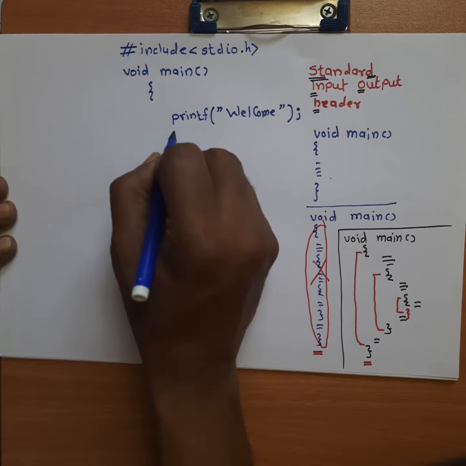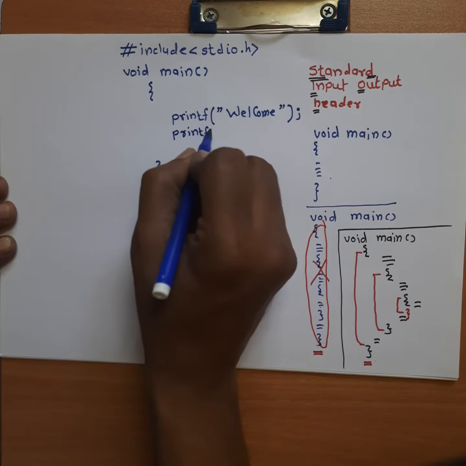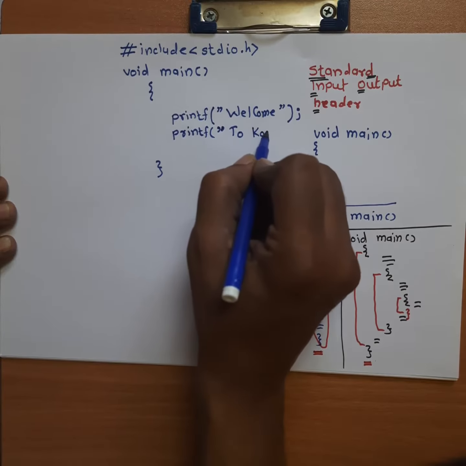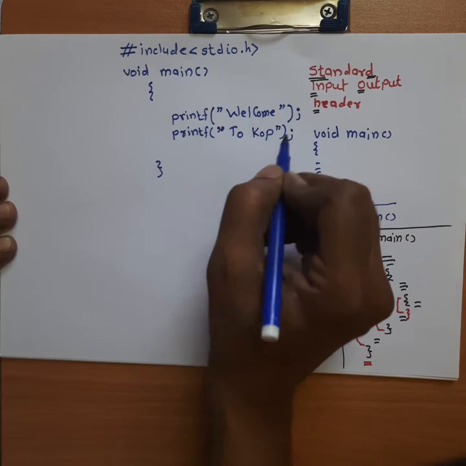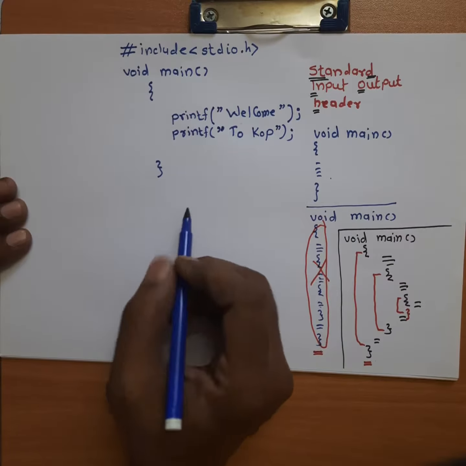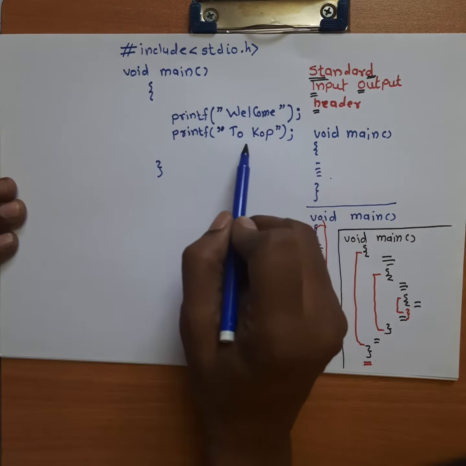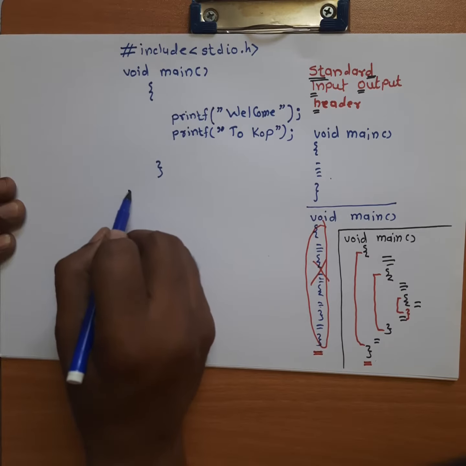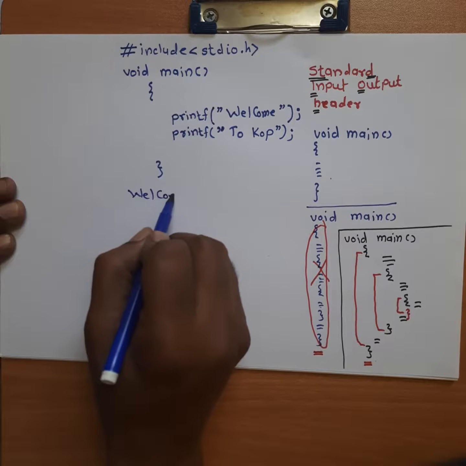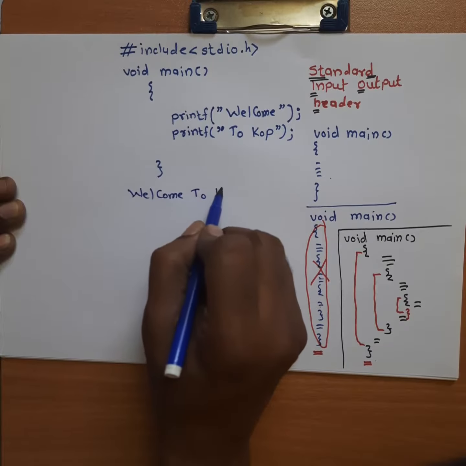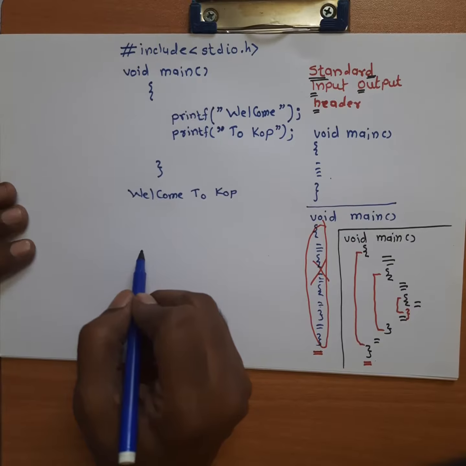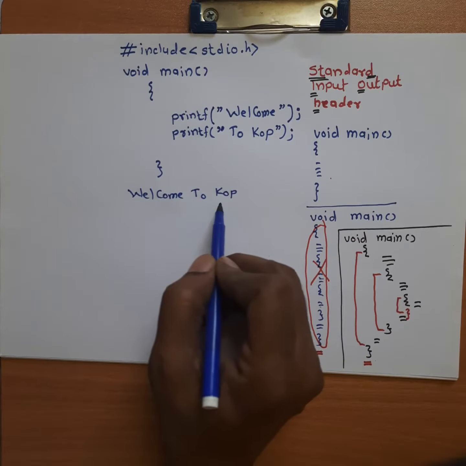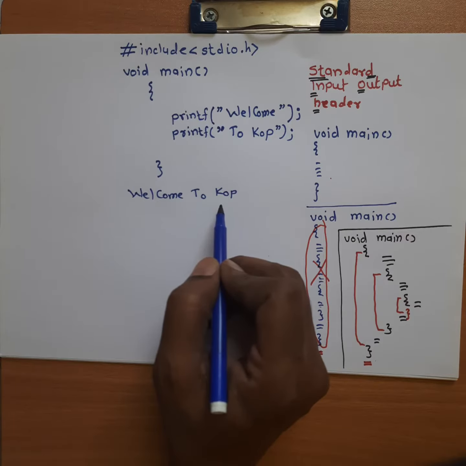Now if we add one more statement like printf welcome to Kolhapur, KOP is a short form of Kolhapur, then the first statement indicates print welcome, and the second statement indicates print to KOP. So it will display welcome to KOP on a single line. Though these two statements are different, it will print welcome to KOP on a single line.